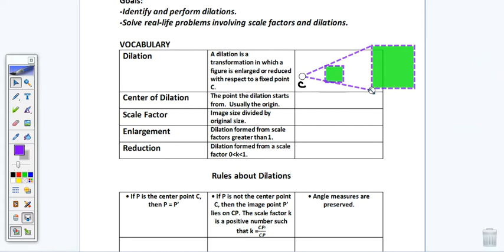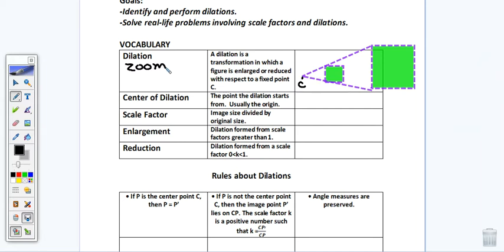This is how I think of dilations. It's like you're zooming in or zooming out. Dilations are like zooming, okay? Makes sense?